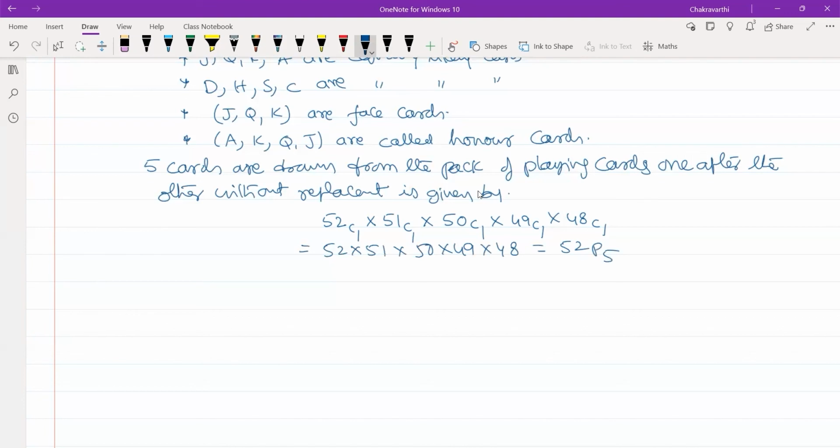That is nPr. What is nPr? n factorial by (n minus r) factorial. So 52P5 is 52 factorial by (52 minus 5), that is 47 factorial. After cancellation, we get this one. You remember this point here.